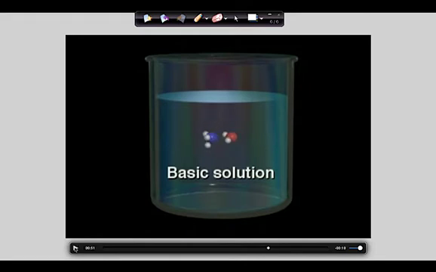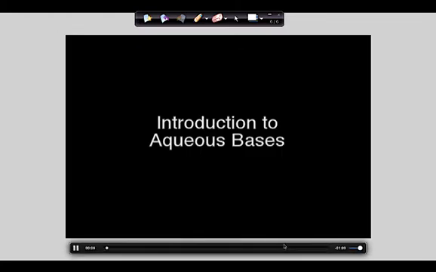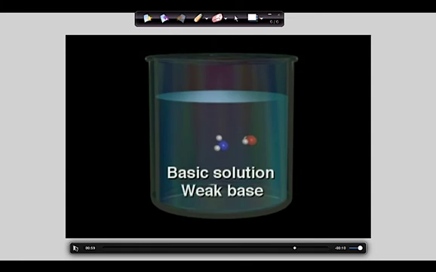So guys, when we represent that, we've got to represent it with the equilibrium arrow because it does in fact reach equilibrium. Oh, wow. So ammonia is not a strong base. It is a weak base. The equilibrium lies largely to the left.